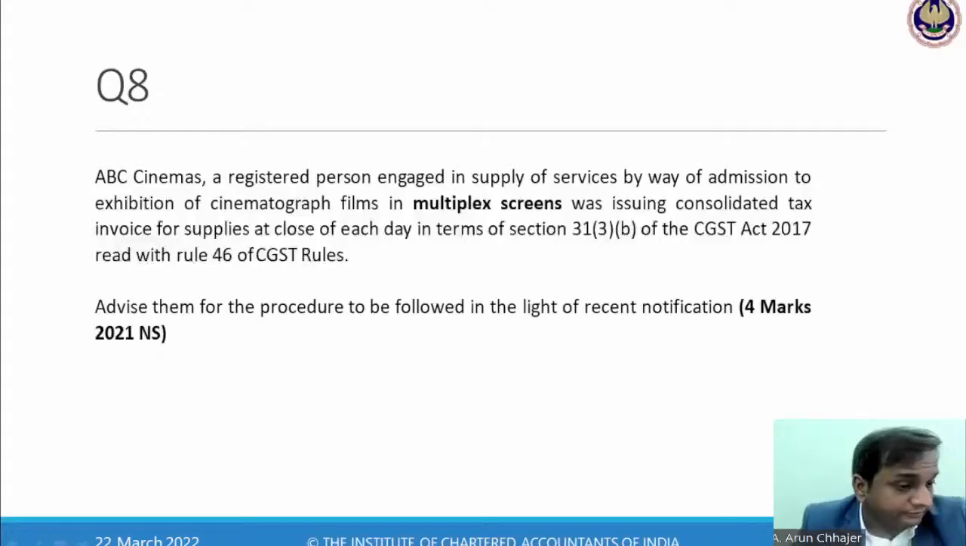How many marks are there? 4 marks. Can you please give me the answer? Is it possible or not possible?